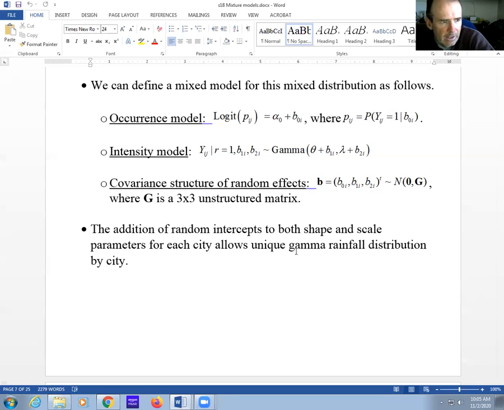And to allow flexibility in the model, I'm going to have my G matrix be unstructured. So I have these 3 random effects. I have the general random intercept, and then the random deviations off of the shape and the scale parameters. I have 3 random terms. And so my G matrix is going to be 3 by 3, and I'm going to allow it to be unstructured so that we have a flexible fit.